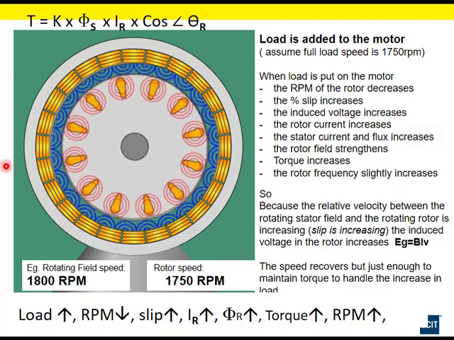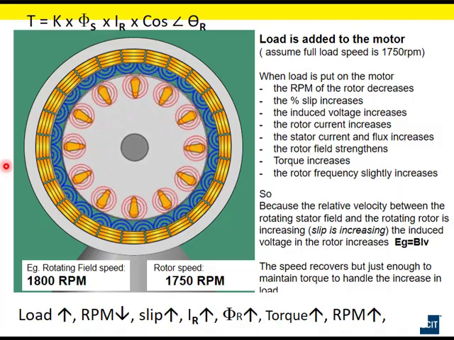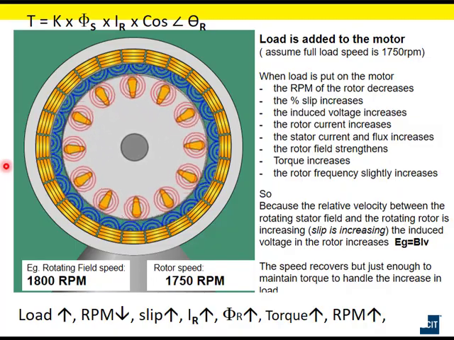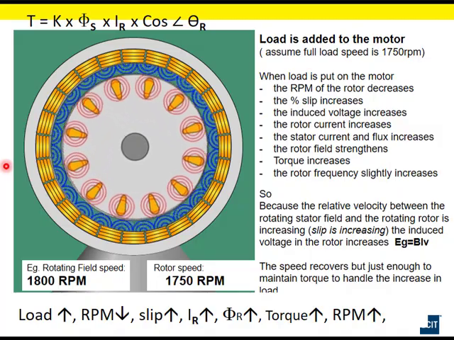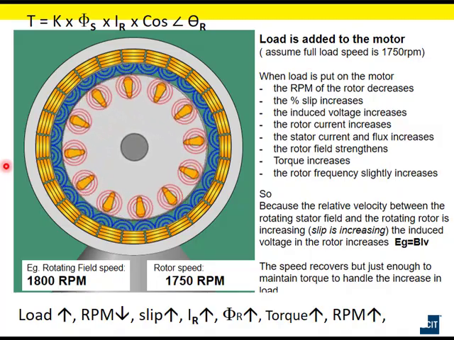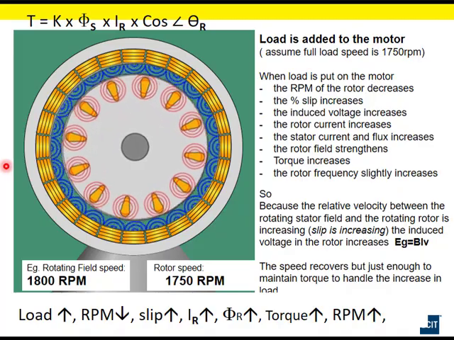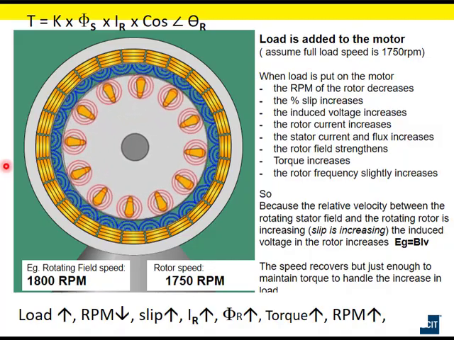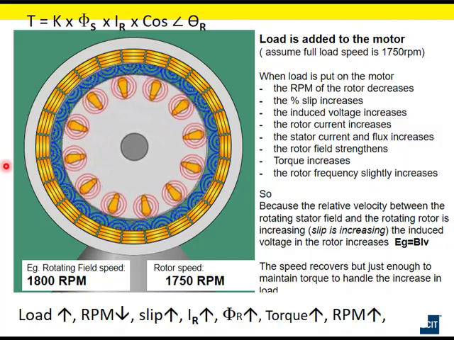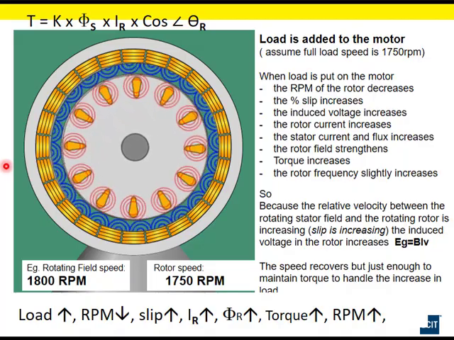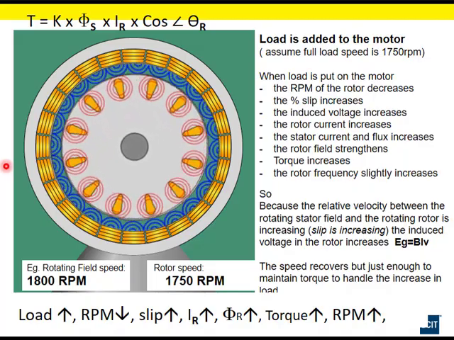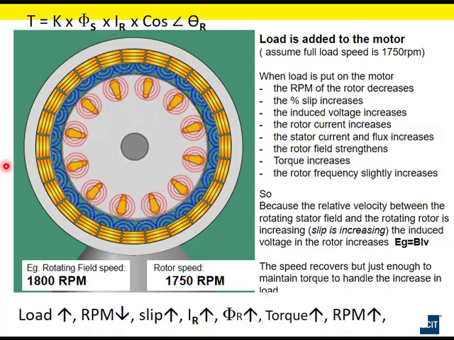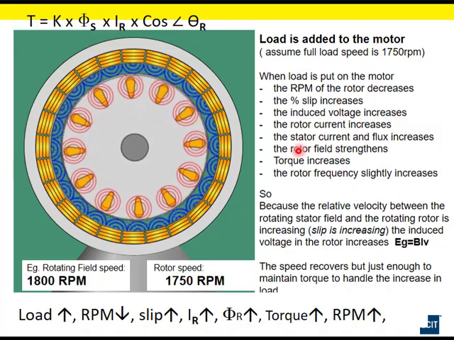So when load is put on the motor, it's going to start to decelerate the rotation of the shaft. That means the percent slip is going to increase. Okay, the slip speed is going to increase also. The induced voltage now, because of that, is going to increase because we have our rotating stator flux with a relative velocity to the rotor that is increasing. The rotor is slowing down, so we're going to be cutting the rotor bars more often. So the induced voltage will increase.